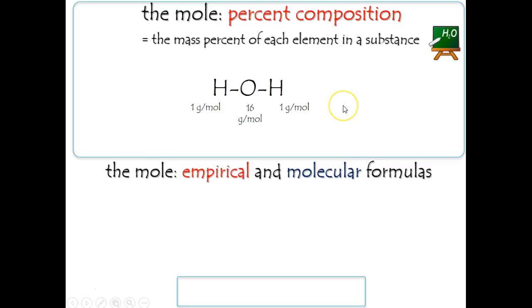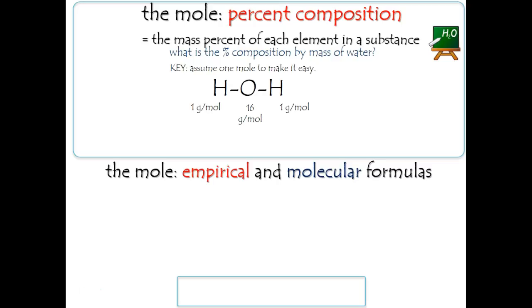So water is always going to be 2/18 by mass hydrogen and 16/18 by mass oxygen, by virtue of the fact that an oxygen atom is so much heavier than a hydrogen atom, that even though you have twice as many hydrogen atoms as oxygen, the mass is still close to 90% oxygen. So let's see, we assume a mole, that makes it easy. 16/18 is 89%. The rest will be hydrogen.